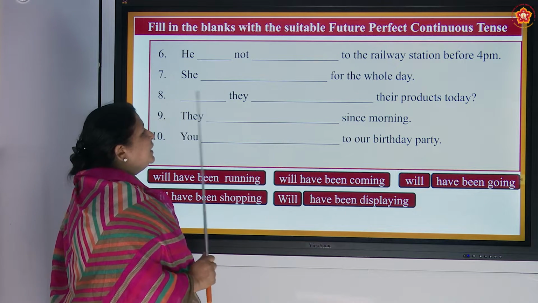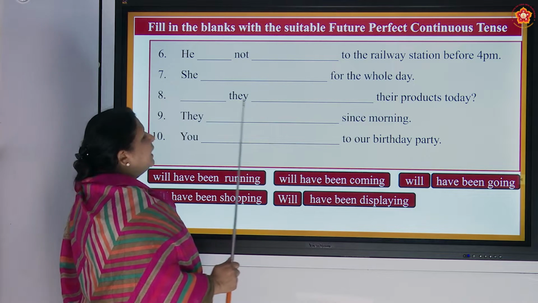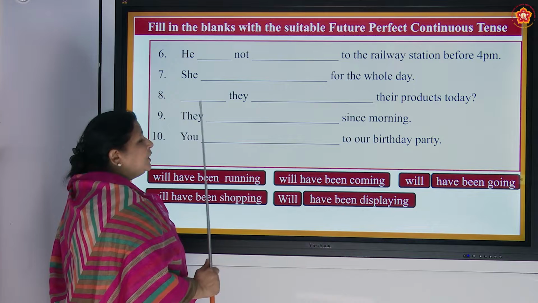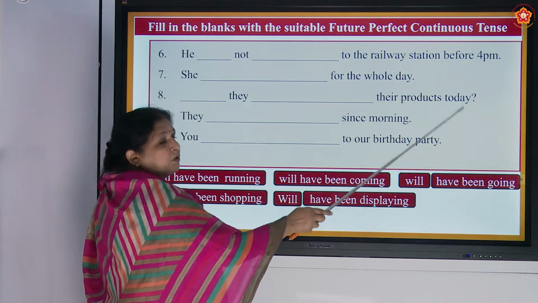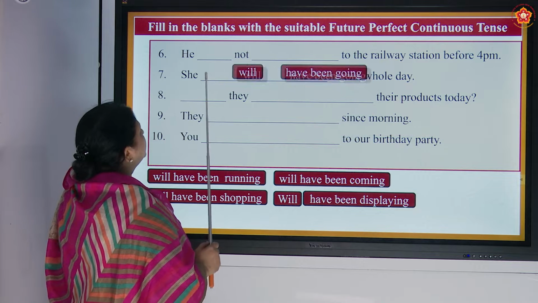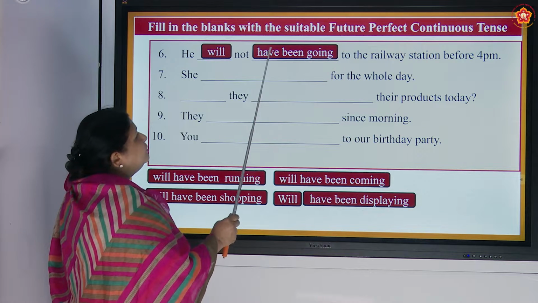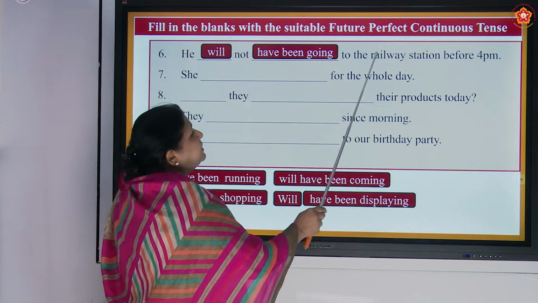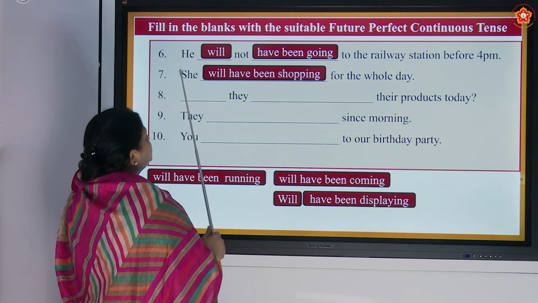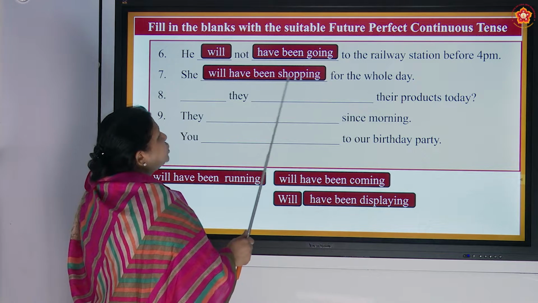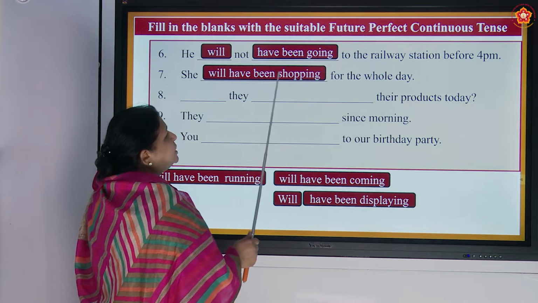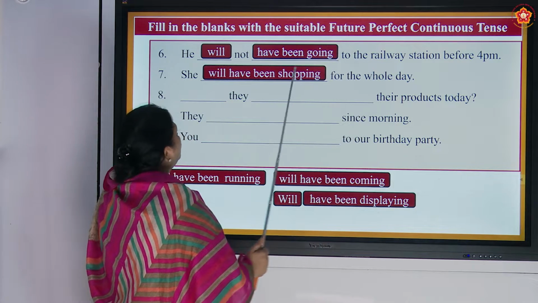Now, we are reading this sentence, particular the 8th sentence without this question mark. But once you put it, then you have to read it with question mark. Always remember. Okay. Now, he will not have been going to the railway station before 4 p.m. She will have been shopping for the whole day.